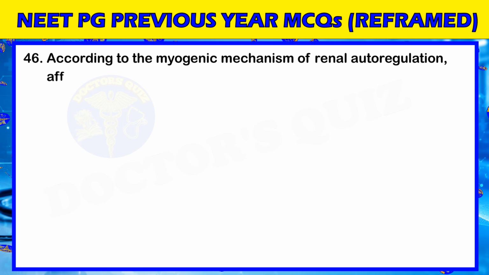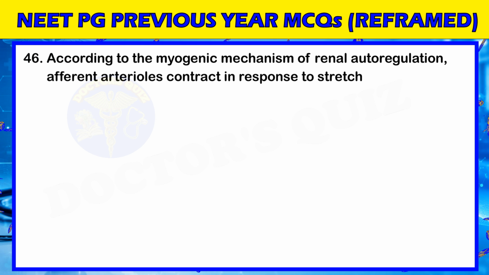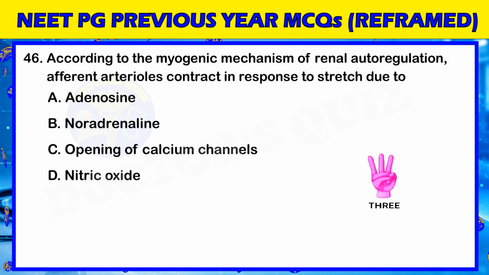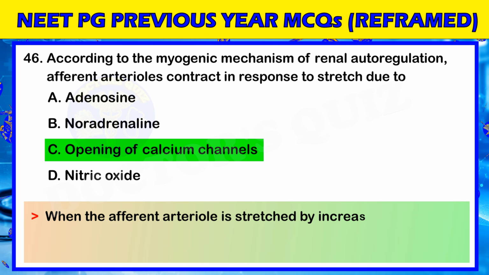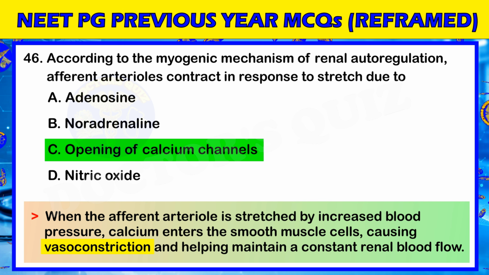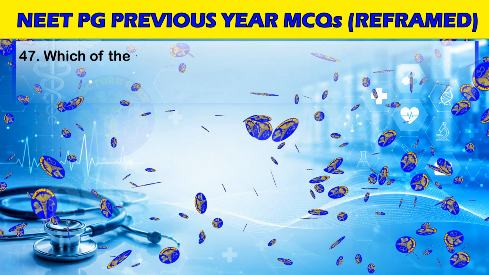According to the myogenic mechanism of renal autoregulation, afferent arterioles contract in response to stretch due to? The right answer is option C, opening of calcium channels. When the afferent arteriole is stretched by increased blood pressure, calcium enters the smooth muscle cells causing vasoconstriction and helping maintain a constant renal blood flow.